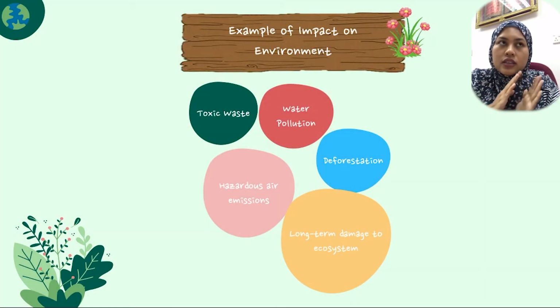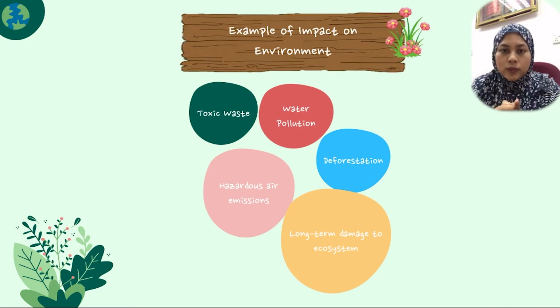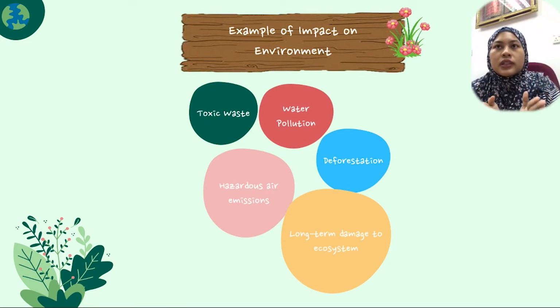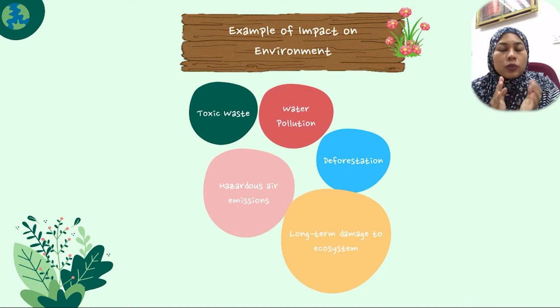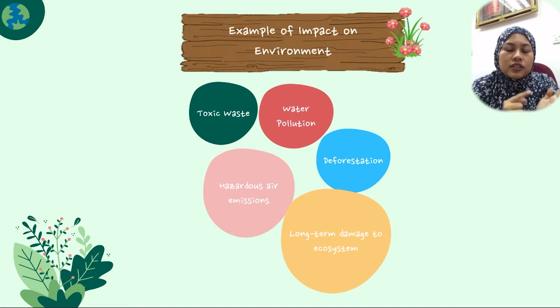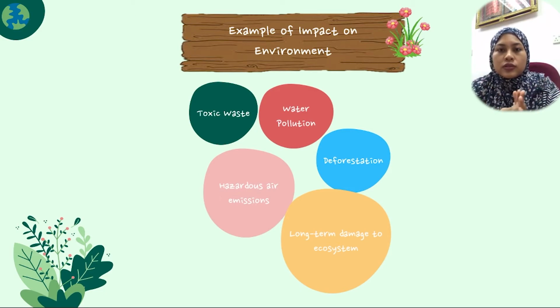So what are the examples of impact on the environment? The first one is toxic waste. Toxic waste is any unwanted material in all forms that can cause harm, for example petrol, kerosene, and also pesticide. Second is water pollution. Water pollution occurs when harmful chemical substances contaminate a river or a stream. Early in 2019, there was water pollution in Pasir Gudang which involved Kim Kim River.